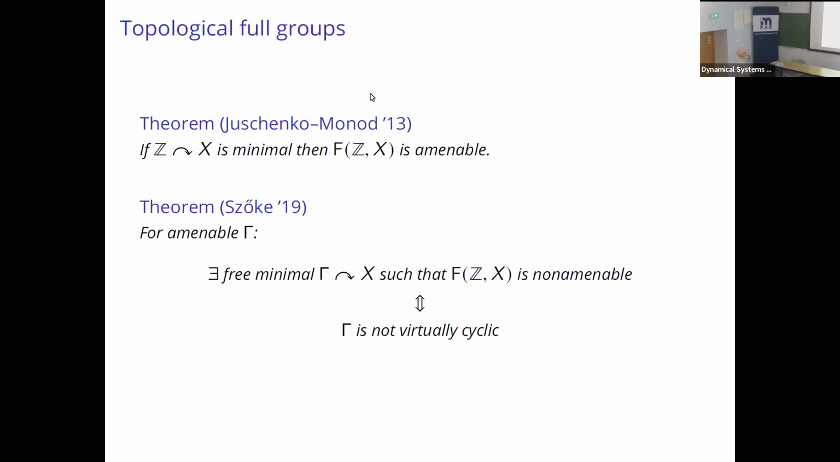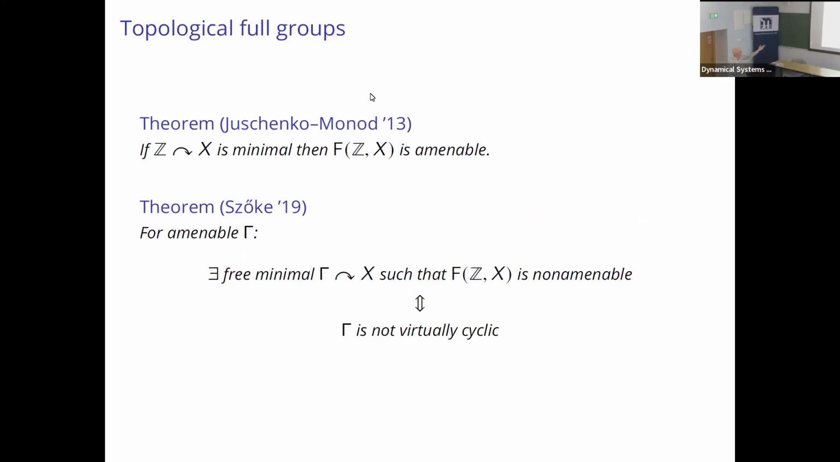So one celebrated result here of Juschenko and Monod is that for integer actions, if an integer action on the Cantor set is minimal, then this full group is amenable. And if you pass to the commutator subgroup, this gives you a simple group, and it's often finitely generated. So this gave you examples of simple finitely generated amenable groups.